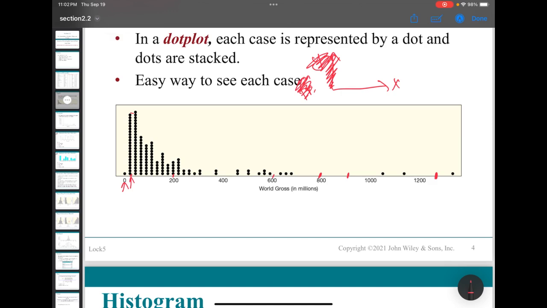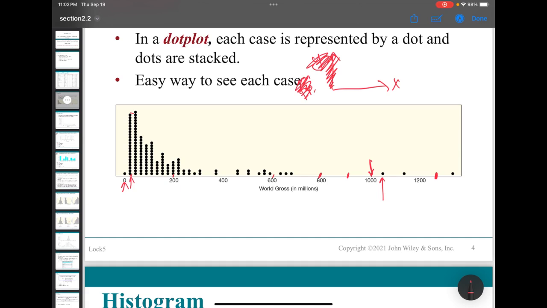There's one drawback in this dot plot, that is it is hard to read a particular number. For example, this number right here, what is the number that belongs to this dot? It's not 1000. 1000 is right here. But what is this? It is hard to measure. So that's the drawback.